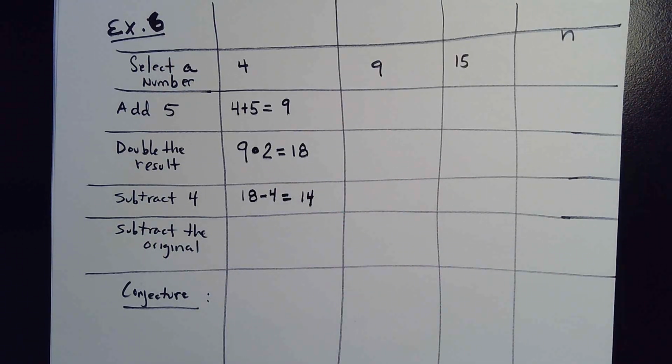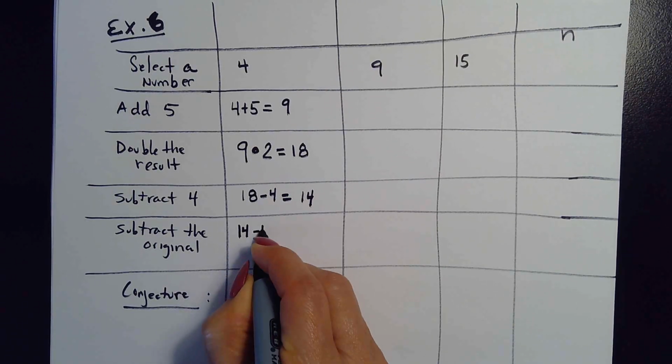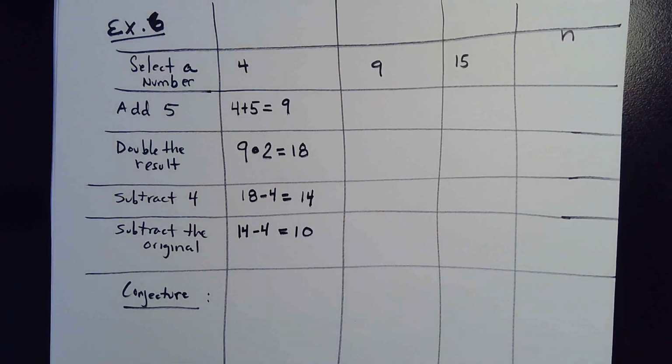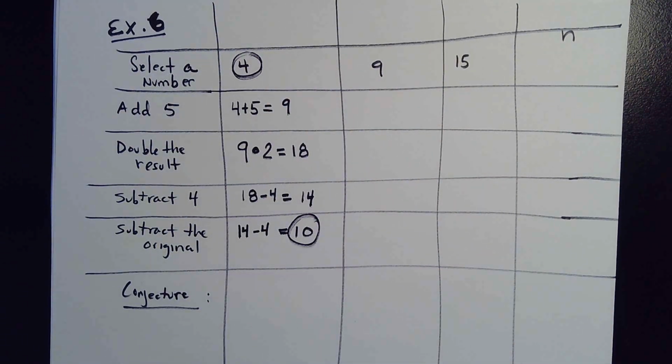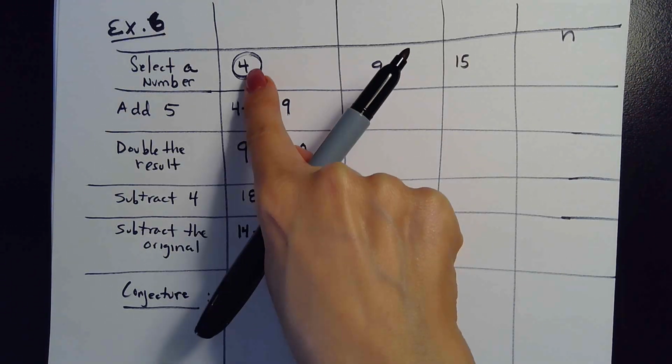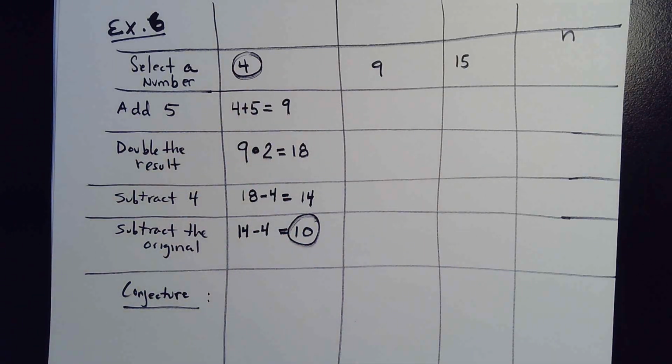And I'm going to now subtract the original. So you have 14 minus 4, which will equal 10, right? So then you observe what happened. I went from 4 to 10, which means that what I can see is the process, what did it do? Well, the result of the process is 6 more than the original, because it went from 4 to 10. So it's 6 more than the original number selected.